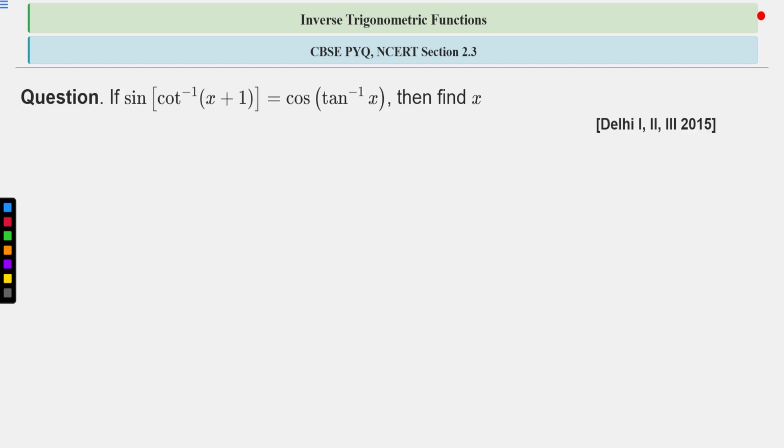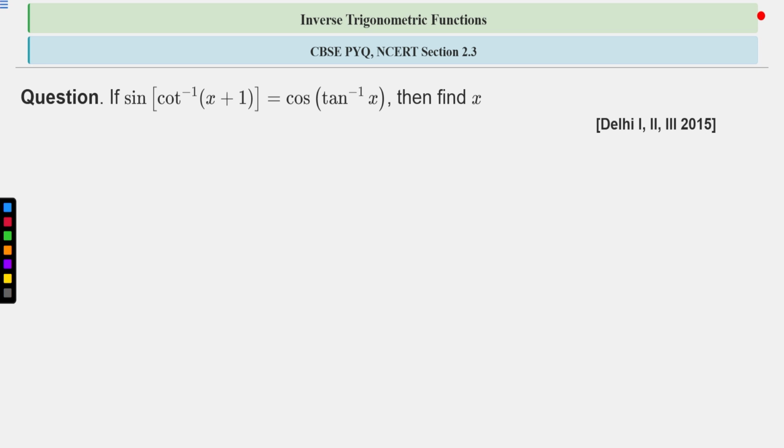The next question is, if sin(cot⁻¹(x + 1)) is equal to cos(tan⁻¹x), then we have to find the value of x. The expression is given as: if sin of cot⁻¹(x + 1) is equal to cos of tan⁻¹x, then we need to find the value of x. So how can we approach this question?